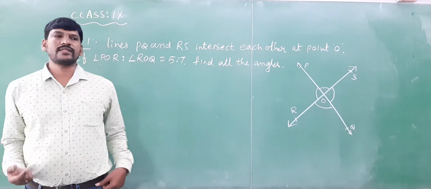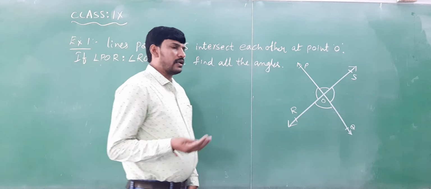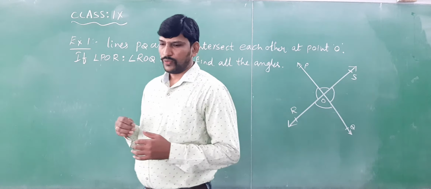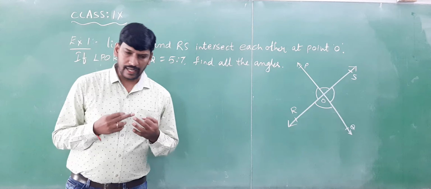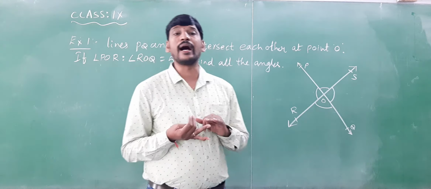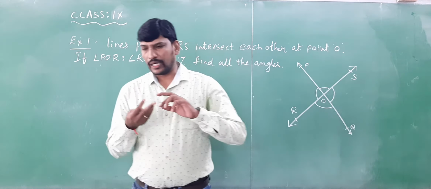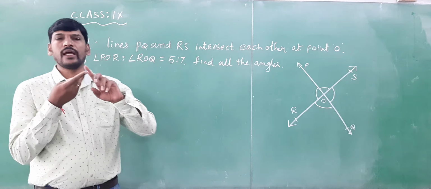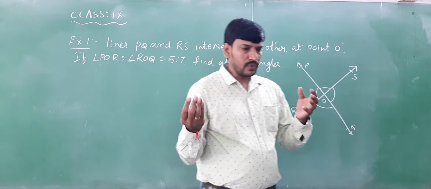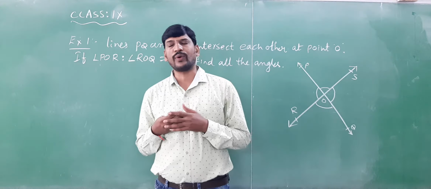In the previous class, we discussed terms and definitions about lines and angles. We discussed the point, line segment, ray, angle, vertex, arms, as well as adjacent angles, linear pair, and vertically opposite angles. Now we discuss theorem number 6.1 also.